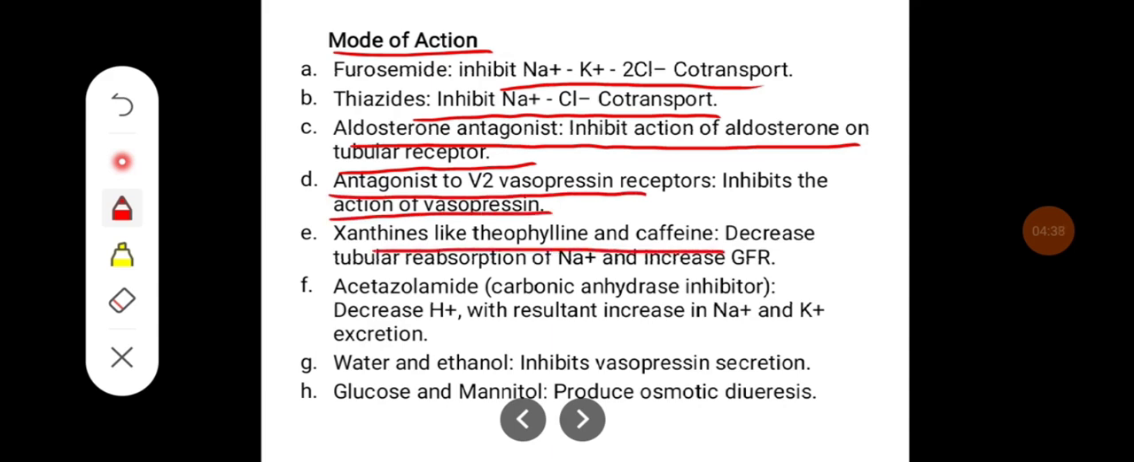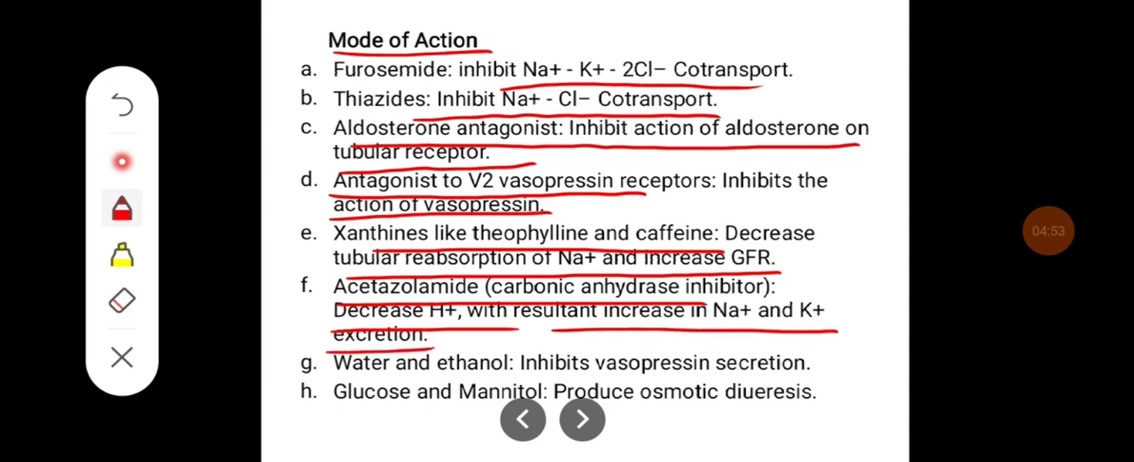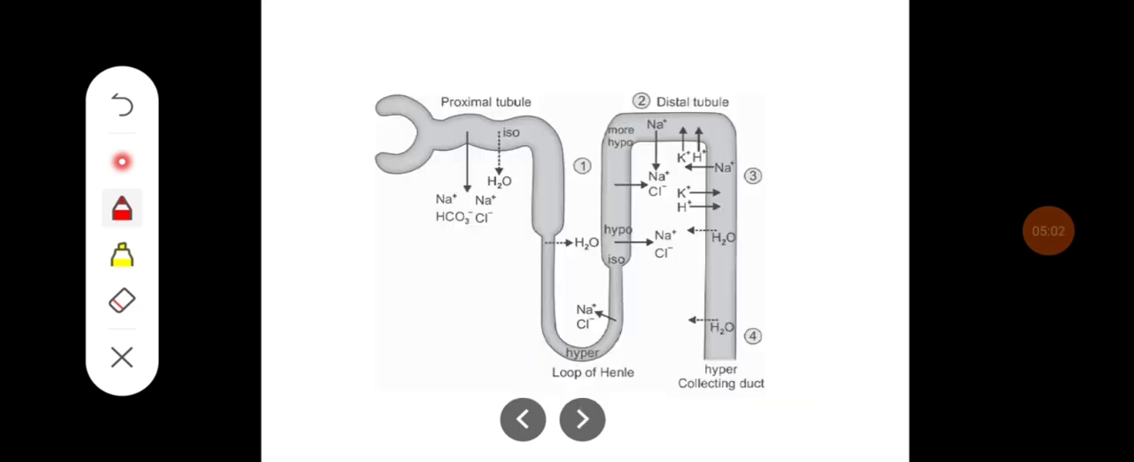Xanthines like theophylline and caffeine decrease the tubular reabsorption of sodium and increase GFR, and drugs like acetazolamide, which are carbonic anhydrase inhibitors, decrease H plus ions with the resultant increase in sodium and potassium excretion. And water and ethanol inhibit vasopressin secretion, and glucose and mannitol produce osmotic diuresis.